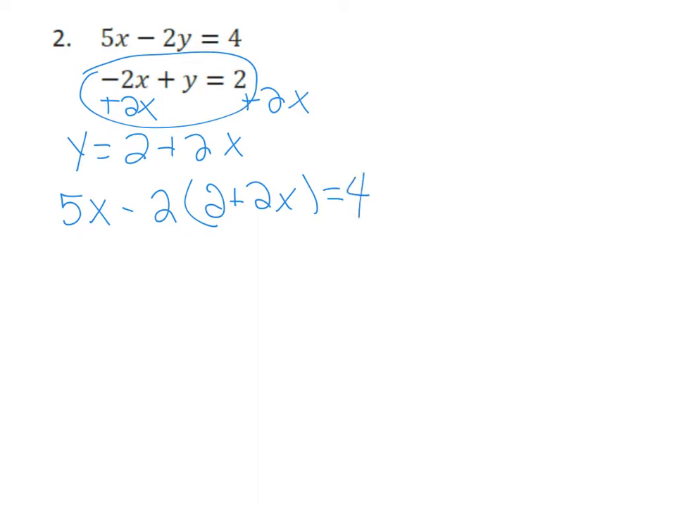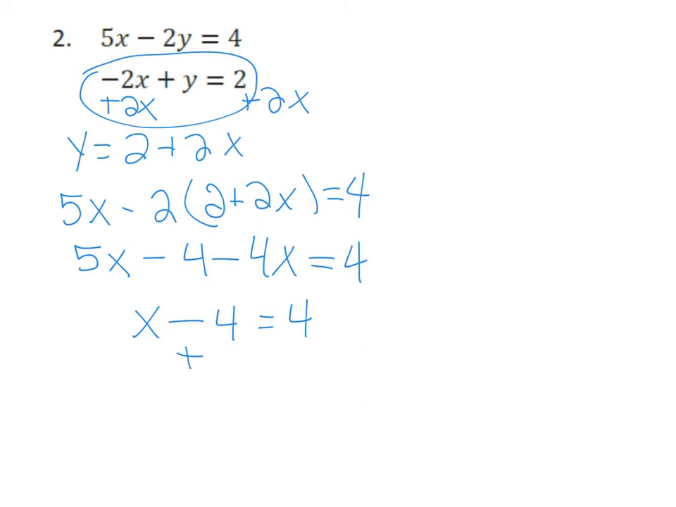is equal to 4. Now that we've substituted in, we're down to one variable, so now we can just distribute that -2 in, so we have 5x minus 4 minus 4x is equal to 4. So combine your like terms here, I have x minus 4 is equal to 4, and adding the 4 over, I get that x is equal to 8.